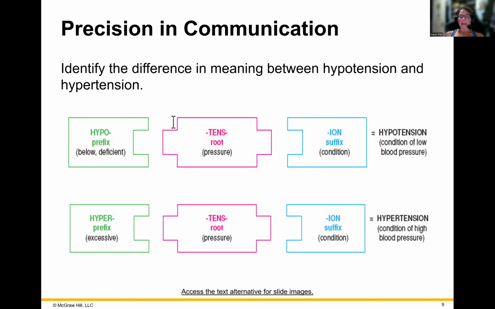And on the bottom, we have hypertension. Again, at the very end, we have ION. That means condition of excessive or high blood pressure. That's how we read our terms and build them. But if I told the physician that a patient has hypotension, which is low blood pressure, when in fact they have high blood pressure, and I meant to say hyper, that could affect the patient care. So we have to make sure that our communication is accurate.